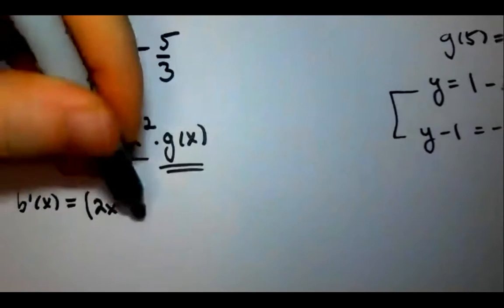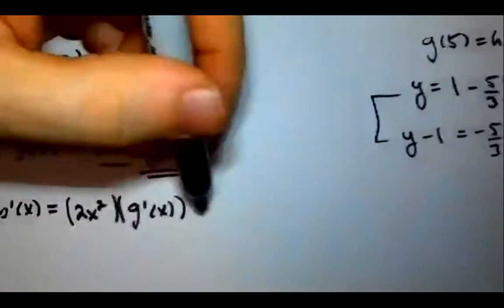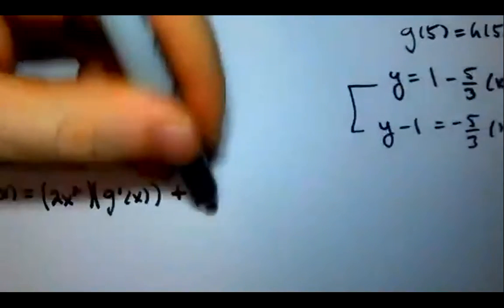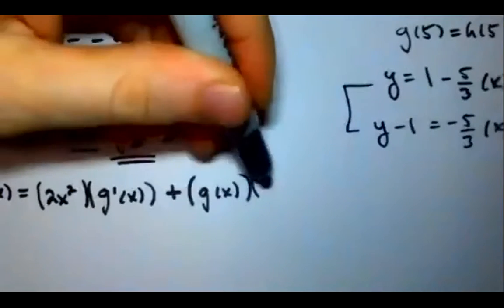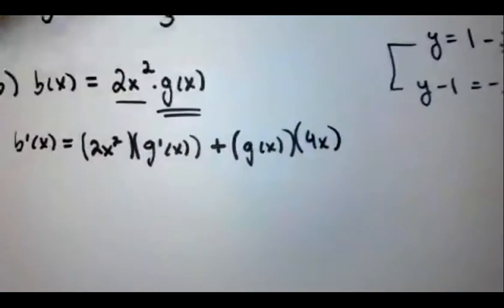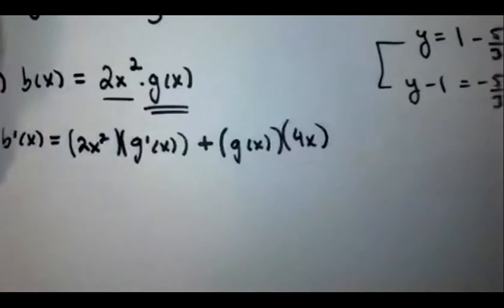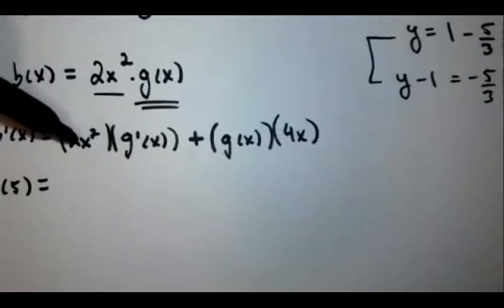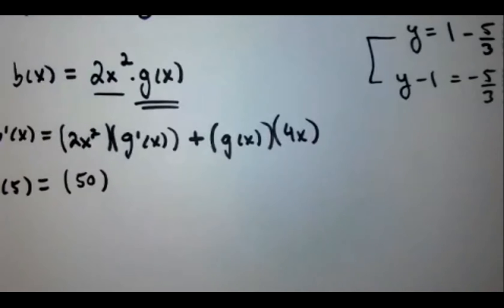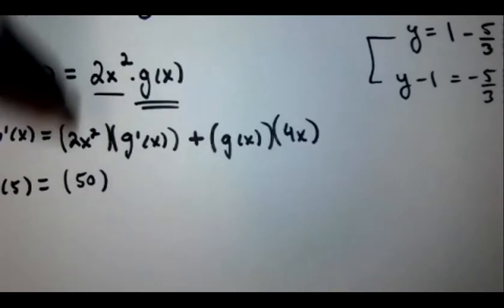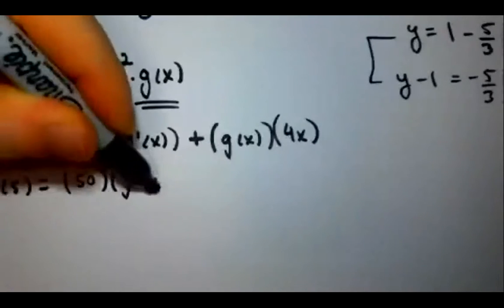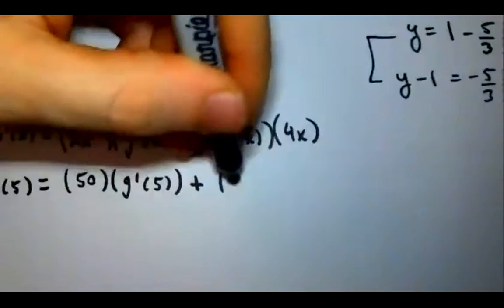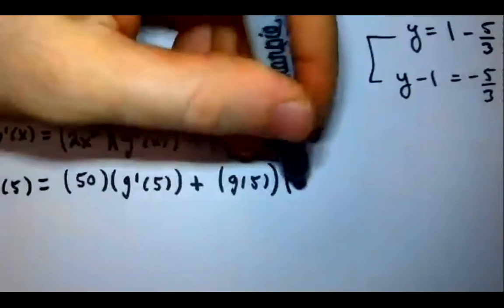So this would be first times the derivative of the second, plus the second times the derivative of the first. Now it asks you to find B prime of 5. So let's see what that takes us to. B prime of 5 is equal to, if we put a 5 in here, that's going to be 50, since 5 squared is 25 times 2, times G prime of 5, plus G of 5 times 20.